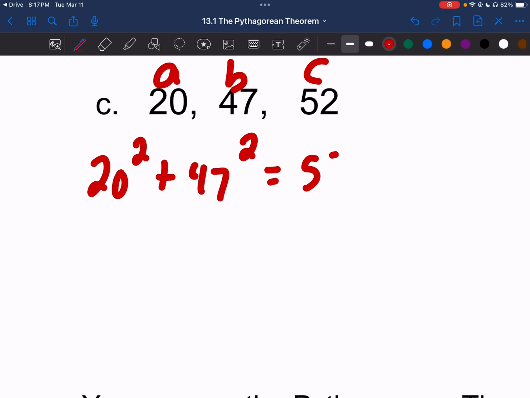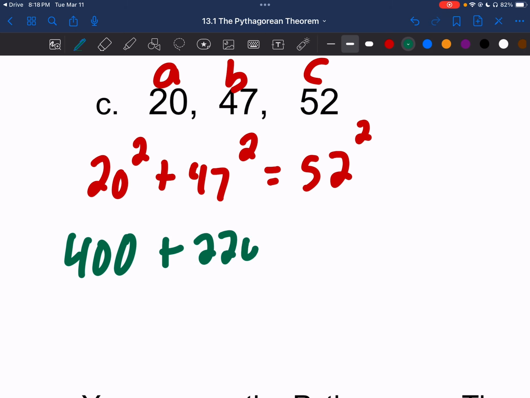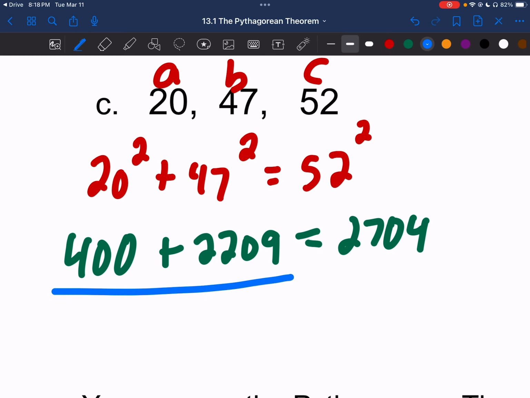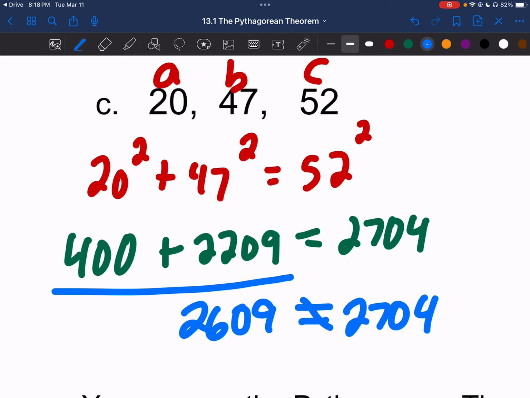All right, now when we are working with this, 20 squared is 400. 47 squared, definitely not one that you have in your memory banks already. It is 2209, and that's going to be equal to 52 squared, which is 2704. Now, you add these two values together. 2209 plus 400 is 2609, which is not equal to 2704. So it's not right.